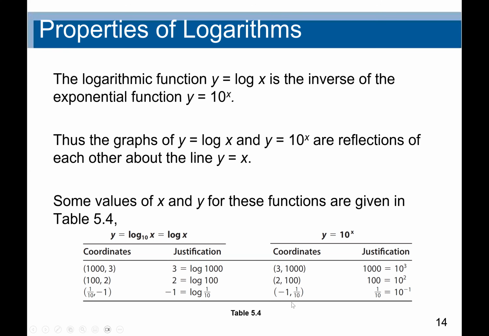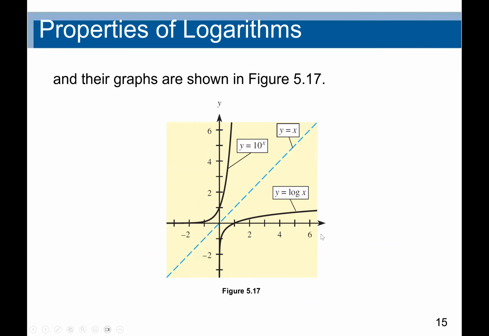Now, if we have y equal to 10 to the power x, then (3, 1000) will be 10 to the power 3, and (2, 100) will be 10 to the power 2. So next, when we graph the functions, this is what we get. The first function, y equal to 10 to the power x, is in this here. Then y equal to log x, and also the constant value, y equal to x.